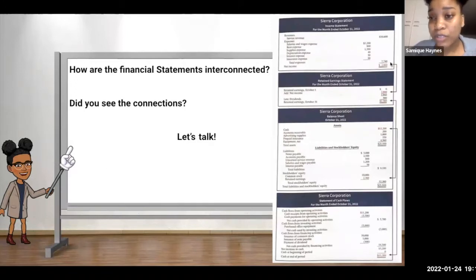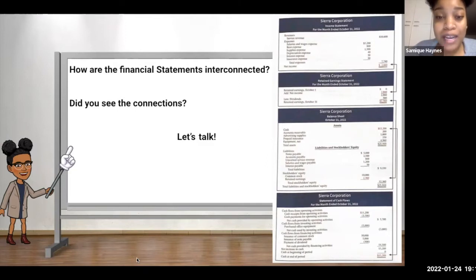So based on the arrows that we see here, we can see that the retained earnings statement is fed by which statement? The income statement, exactly, because the retained earnings statement needs the net income in order to produce that statement. And you're going to get that net income, revenues less your expenses, from your income statement.